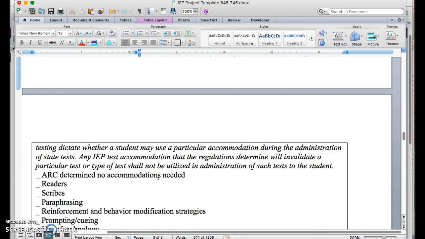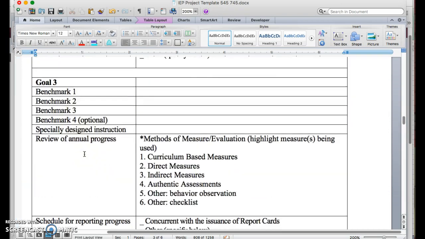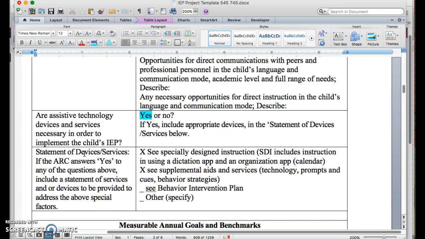And as far as accommodations for state testing, we said yes, that they needed reinforcement, that they needed prompting, and they could use their technology. So whatever you said up in this section has to be followed through in the rest of the IEP.